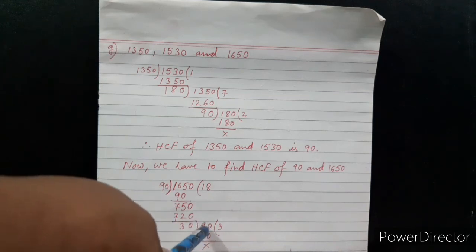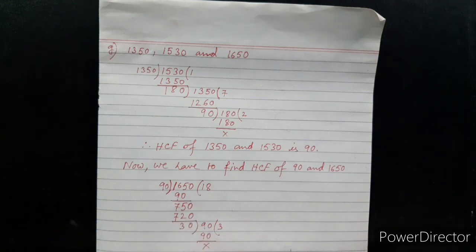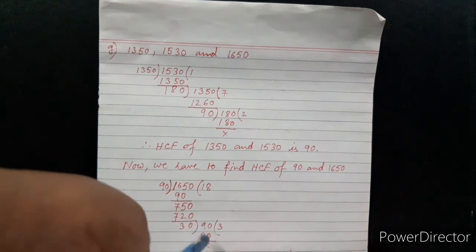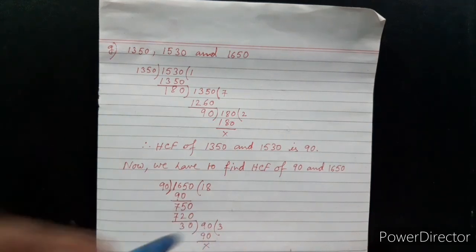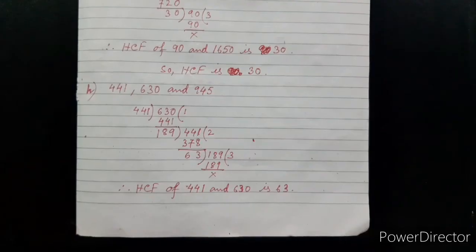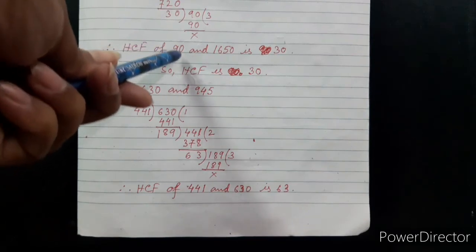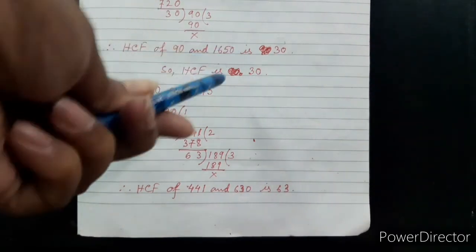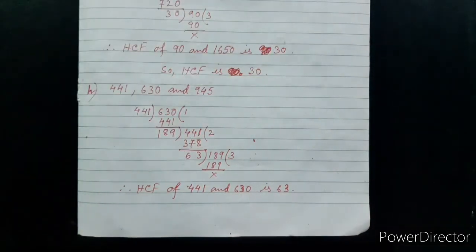So we divide 90 by 30. 30 3s are 90. Here we get 0 as remainder. Therefore we stop the division. Therefore the HCF of 90 and 1650 is 30. So finally the HCF of 1350, 1530 and 1650 is 30.